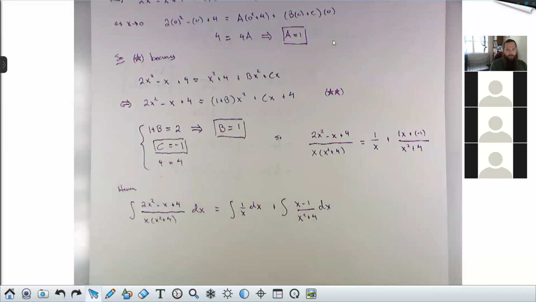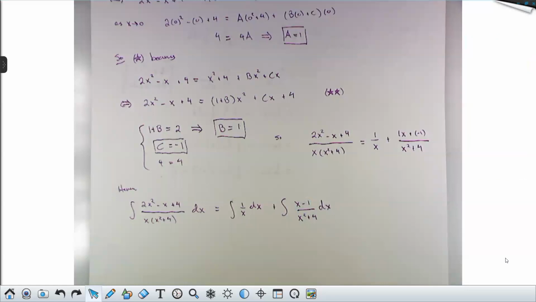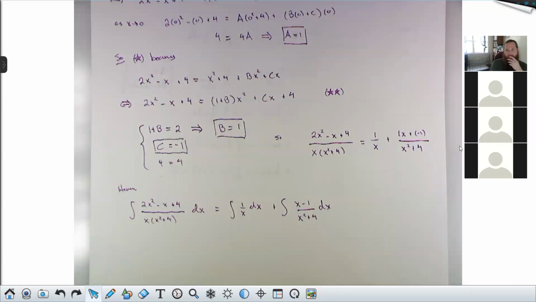Again, the 1 over x integral is easy, nothing exciting to do there. What do I do with this thing? How do we integrate x minus 1 over x squared plus 4? It's worrying me a little bit. Oh, I see something in chat. U sub, sort of.